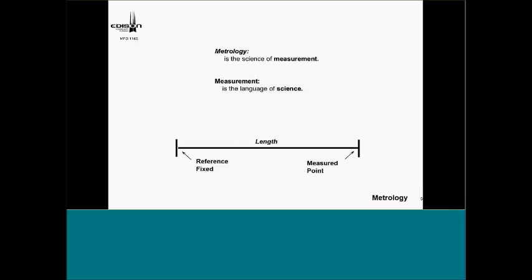When we look at metrology, metrology is the science of measurement, and measurement is the language of science. When I asked you how tall I was, you started with a reference point and you went to a measured point. Now, if I start jumping up and down, is that going to help you with that measurement? It's not. So what I try to stress here is that a reference point has got to be fixed. And if that reference point is fixed, then we can get to the measured point.